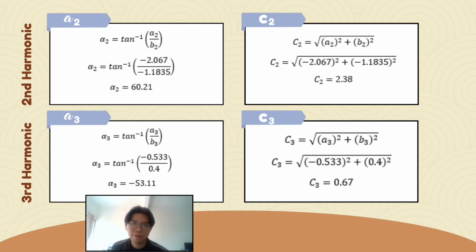Alright, now we need to find the second and third harmonic. For the second harmonic, we need to find alpha 2 and C2. Same as the first formula, but instead of using a1 and b1, we use a2 and b2. Okay, for alpha 2, we got the answer 60.21. C2 is equal to 2.38. For the third harmonic, alpha 3 is equal to negative 53.11, and C3 is equal to 0.67.